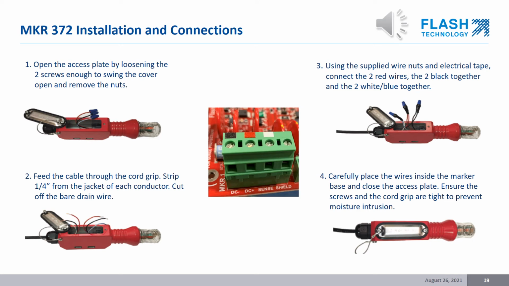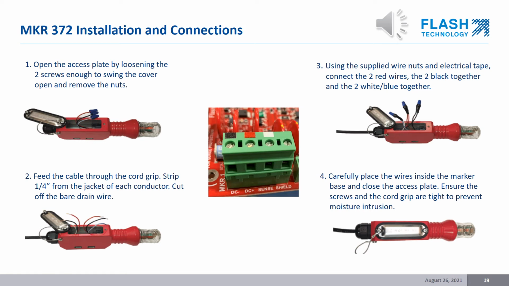During the installation process, please use these 4 easy steps. Step number 1. Open the access plate by loosening 2 captive screws enough to swing the cover open and remove the installed wire nuts. Step number 2. Feed the marker cable through the black cord grip and strip approximately 1/4 inch from the jacket of each conductor. Cut off the bare drain wire as this will not be used in the marker base.